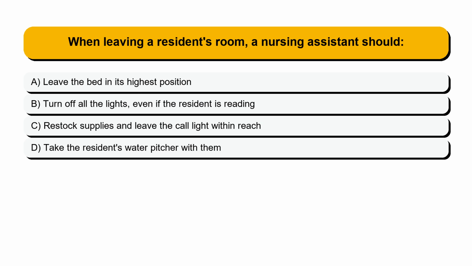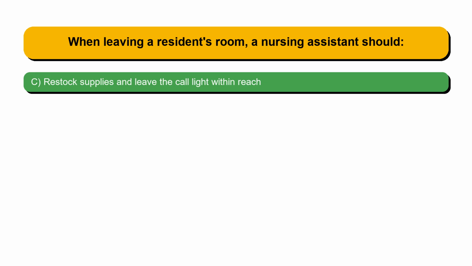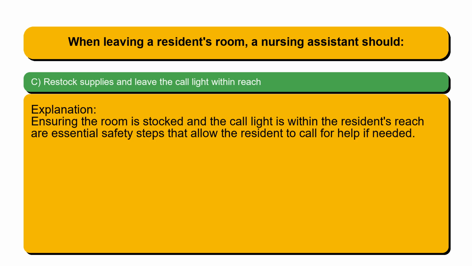Question 96. When leaving a resident's room, a nursing assistant should: Option A. Leave the bed in its highest position. Option B. Turn off all the lights, even if the resident is reading. Option C. Restock supplies and leave the call light within reach. Option D. Take the resident's water pitcher with them. The correct answer is option C. Restock supplies and leave the call light within reach. Ensuring the room is stocked and the call light is within the resident's reach are essential safety steps that allow the resident to call for help if needed.